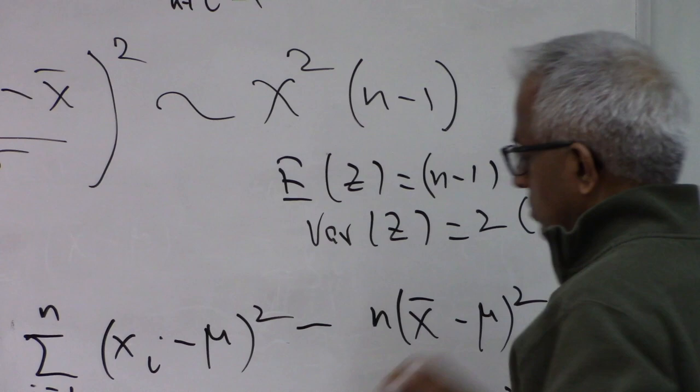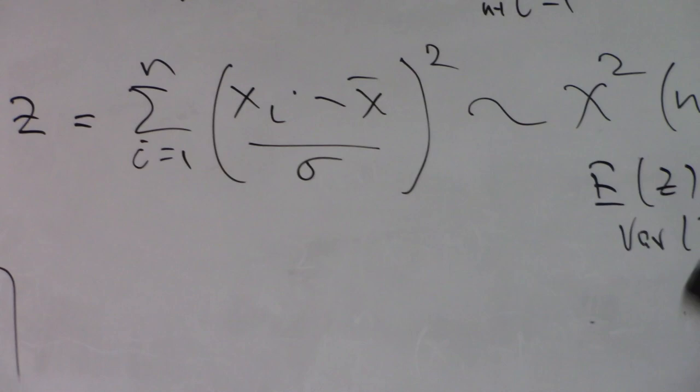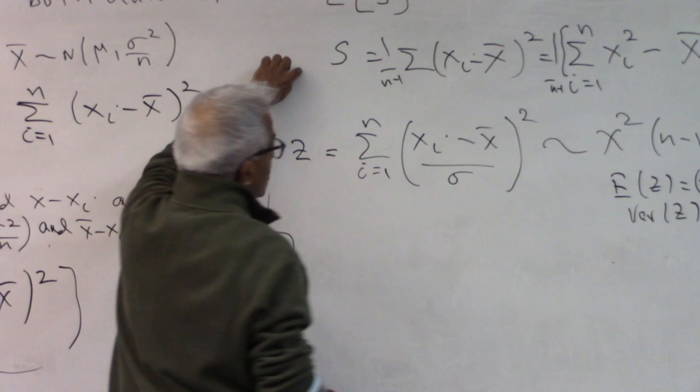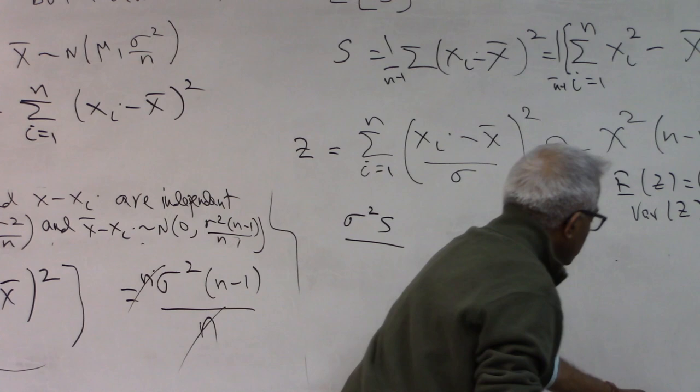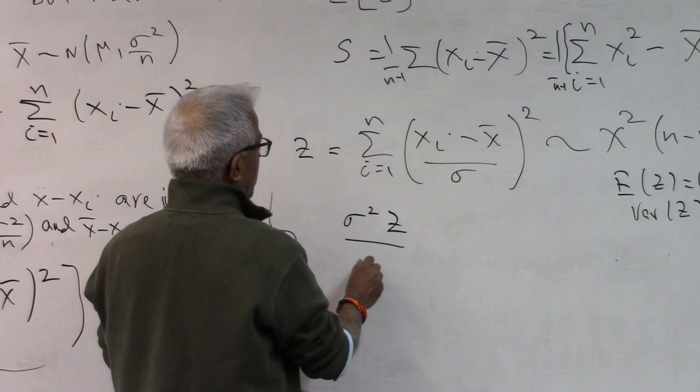So let me use that to compute the mean, and we already know the mean. What's the relation between S and Z? Anyone? So what do we do? Z is just this. Z we multiply by sigma squared and divide by n minus 1, we get S.